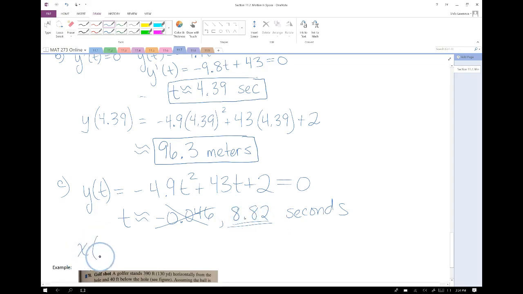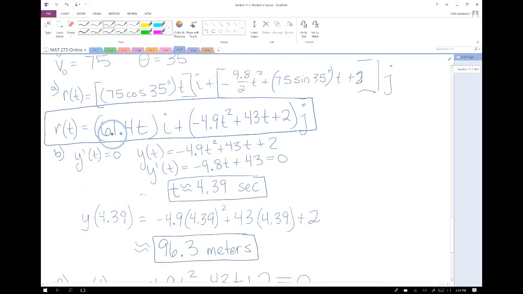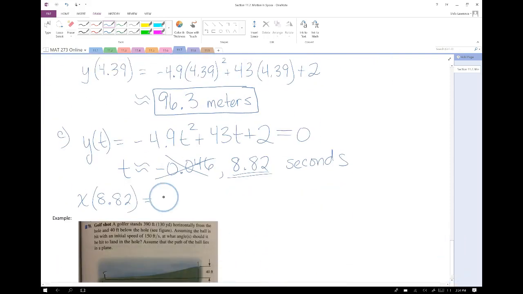So to figure out how far horizontally it has traveled in that time, we just need to plug 8.82 back into our x component function, which was 61.4 times t. So we're going to be calculating 61.4 times 8.82. And that will give us the range for our projectile, which is about 542 meters.